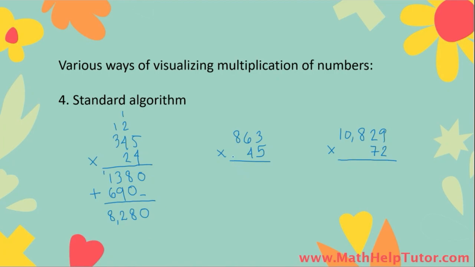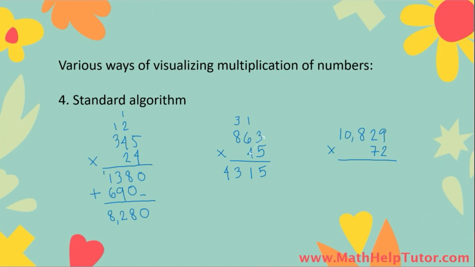Next, let's have 863 times 45. So again, we multiply the places of the first number to the ones place of the second number. So 3 times 5 is 15. We carry over 1. 6 times 5 is 30 plus the carryover. So that's 31. And then we do 8 times 5, which is 40, plus the carryover of 3. We have 43. Now, no need to carry over the 4 since this is the last digit that we have multiplied.